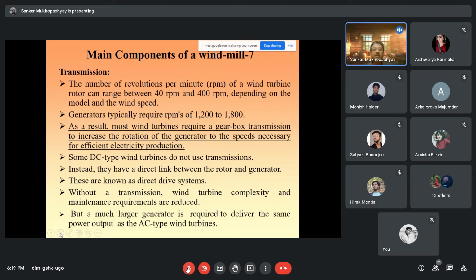Some DC type wind turbines do not use transmissions. For a DC generator, they directly feed the generator at a low or high rpm, but there should be a limit, that you cannot go on feeding 400 rpm to a generator which has been designed for 40. So that is not entertained.